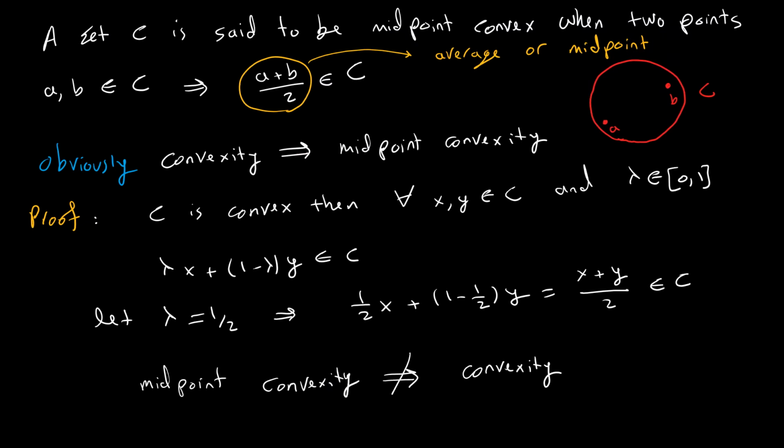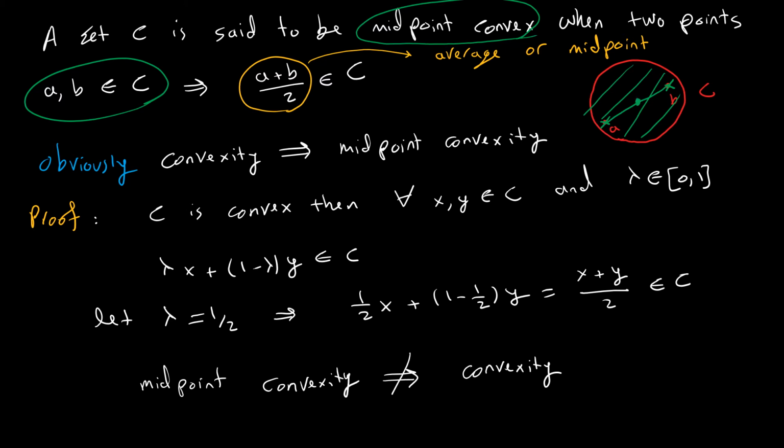So as I explained, the set C is said to be midpoint convex when 2 points A and B are in set C. Now consider these 2 points A and B in set C. Set C is all the points here. Midpoint of these two is the average of these two, which is going to be here. As you can see, that average is also in set C, therefore we call this midpoint convex.